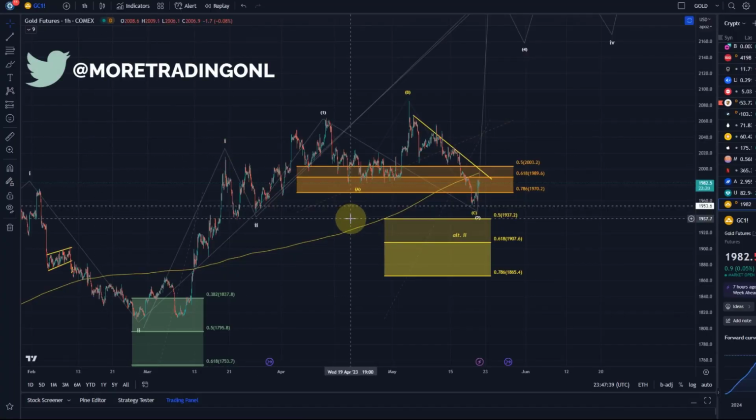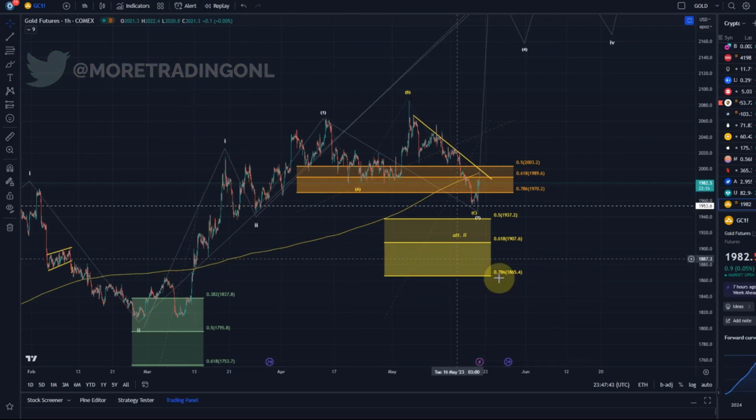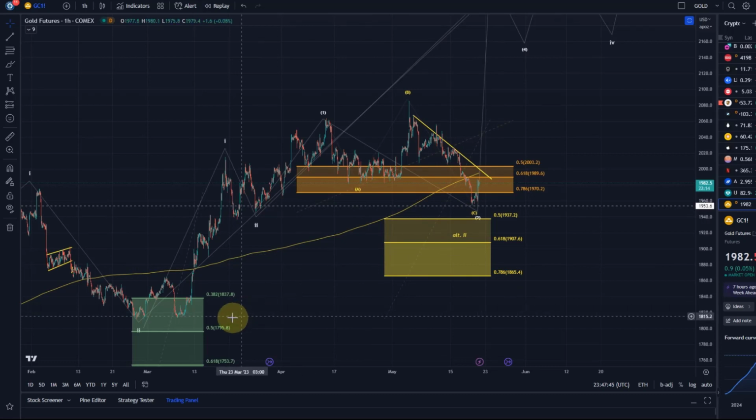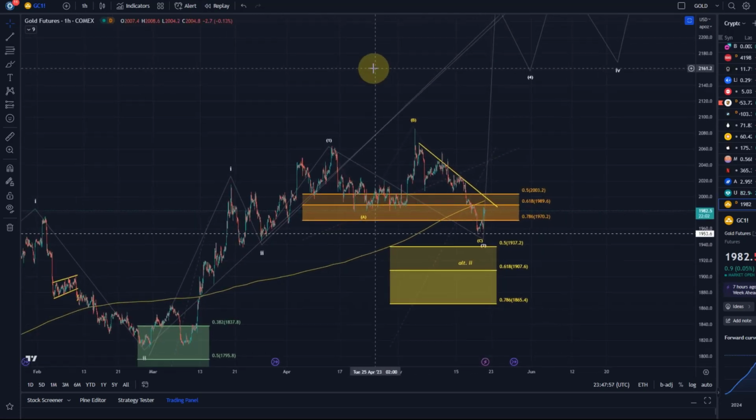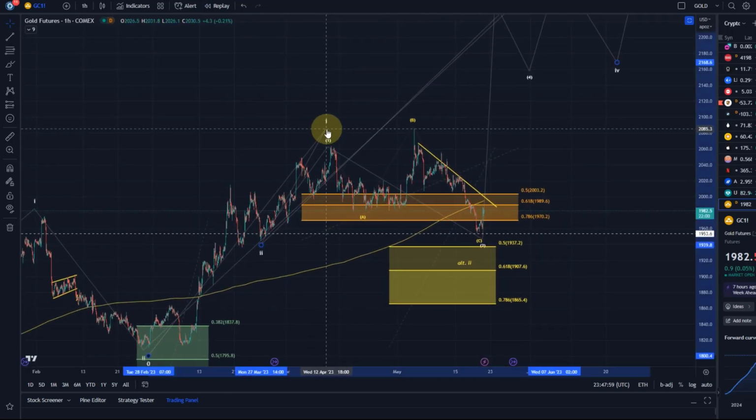Gold, we maintain the bullish view as long as we're holding 1865. We talked about that. We said the rally off the March lows here looks impulsive. There are just two ways of counting this, either as a 1-2-1-2 setup, which is a bit more bullish, or all of this is a wave one.